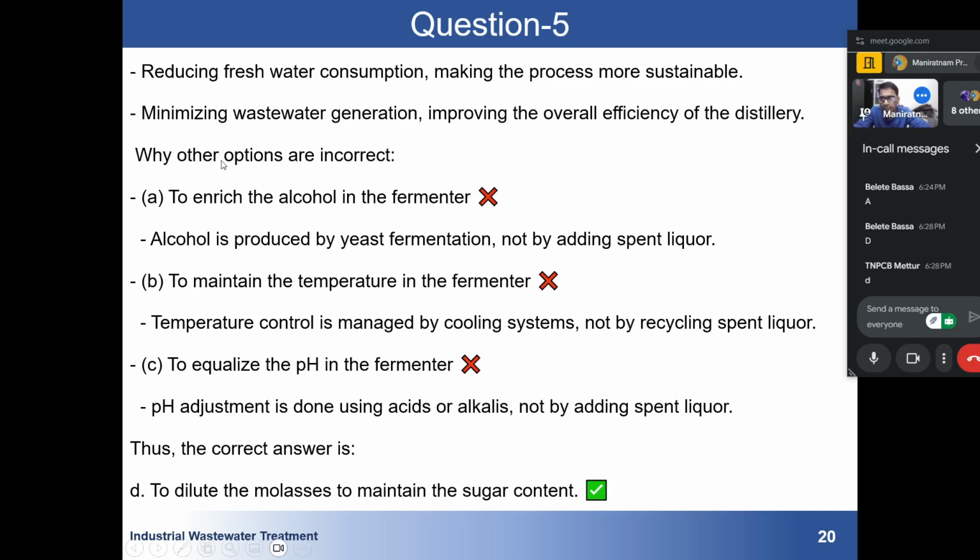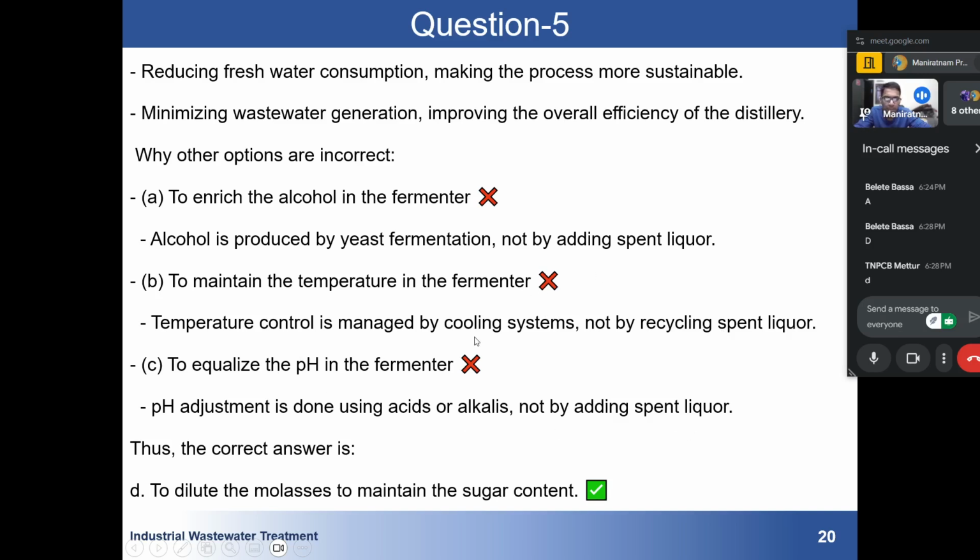Okay, why are the other options incorrect? Alcohol is produced by yeast fermentation, not by adding spent liquor. So alcohol production is another thing. Temperature control is managed by the cooling system, not by recycling spent liquor. To equalize the pH, adjustment is done using acid or alkali, not by adding it.